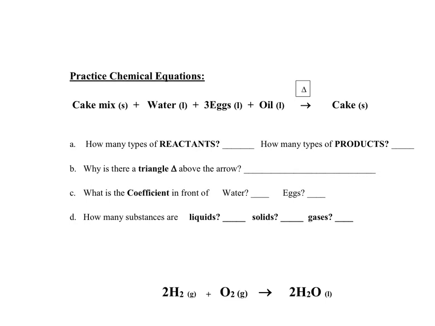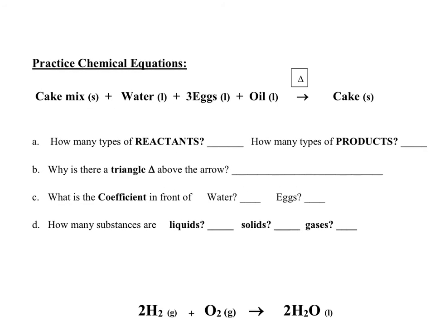So one of the first things you should do is identify the equal sign, and remember that everything to the left of the equal sign, everything that comes before the equal sign, is what we call the reactants. So we're going to go ahead and label those as reactants. So the cake mix is a reactant, the water is a reactant, eggs are reactants, oil is a reactant. Anything to the right of the equal sign is what we call a product.